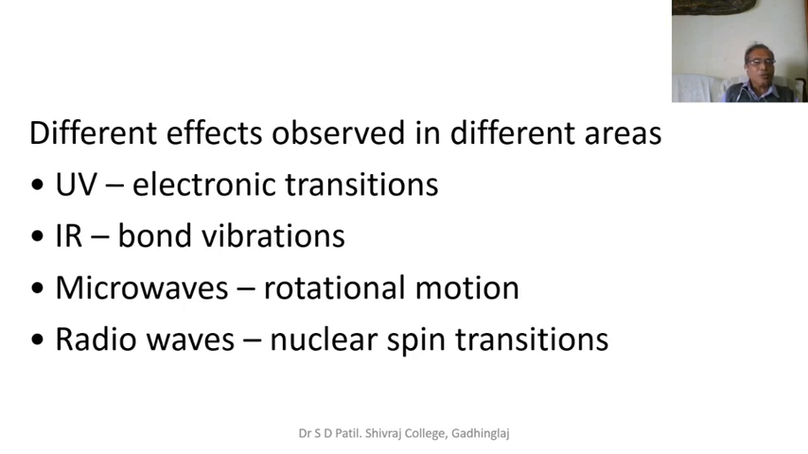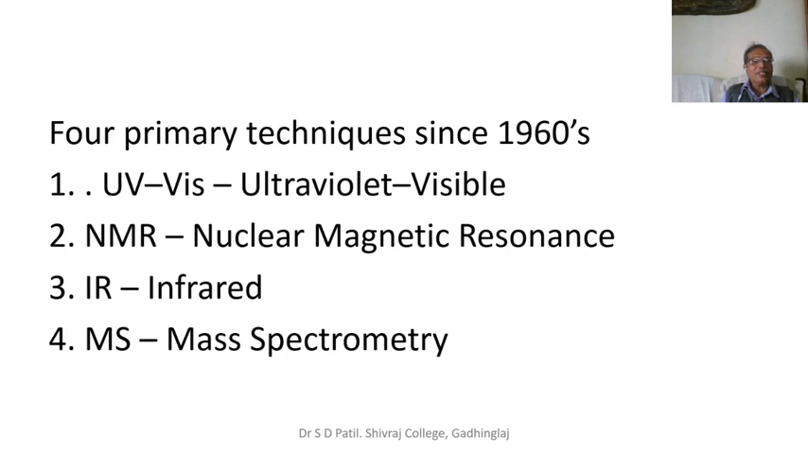In UV spectroscopy, electronic transitions or electronic excitations are observed. In infrared spectroscopy, there are vibrational changes. In microwaves, there are rotational changes. In general, in case of infrared, we study vibrational and rotational changes. And the radio waves are studied in NMR spectroscopy, and nuclear spin transitions are observed in that particular region.